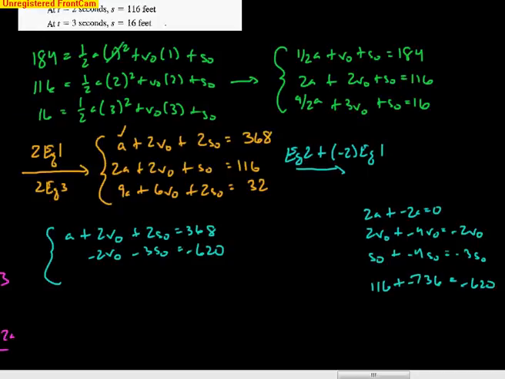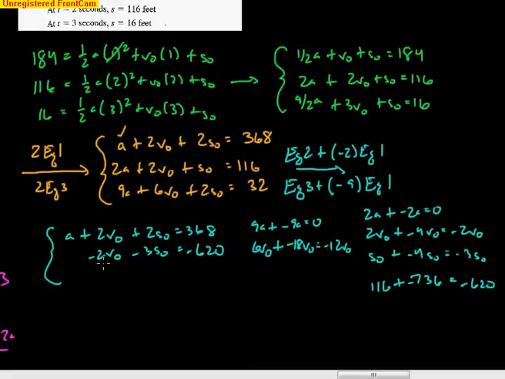And now let's do equation 3. So we're going to take equation 3, and to it we're going to add, and now again let's use equation 1. Let's multiply equation 1 by -9 this time. And again, I'll do it right here in this space. So we have 9a plus -9a is 0. 6v sub 0 plus -18 v sub 0, that's -12 v sub 0's. 2 s sub 0's plus -18 s sub 0's, that's -16 s sub 0's.